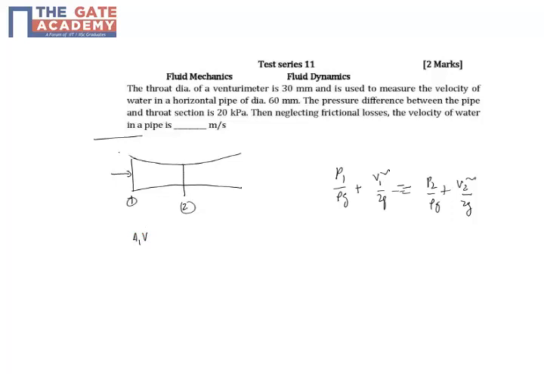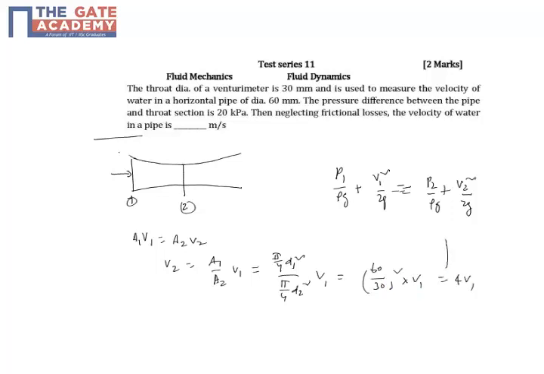So the continuity equation says that A1 V1 is A2 V2. So V2 is A1 by A2 into V1. A1 by A2 is pi by 4 D1 square by pi by 4 D2 square, into V1. So D1 square by D2 square, the bigger diameter is 60 by 30 whole square into V1, which is 4 V1. So let's substitute that here.